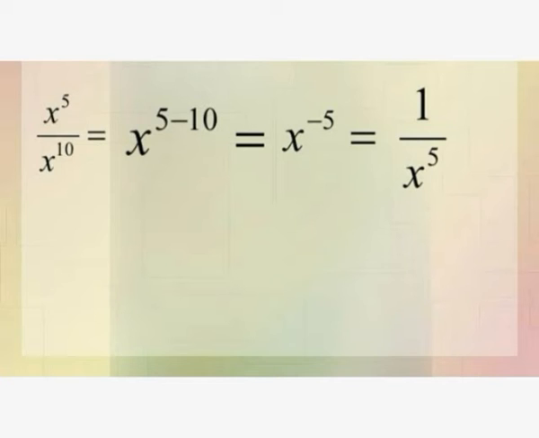We are given x to the power 5 divided by x to the power 10. Here we can see that two exponents are divided with the same base. So according to the law of exponent, their powers will be subtracted. So here their powers are subtracted. After subtraction, you have got x raised to the power minus 5.